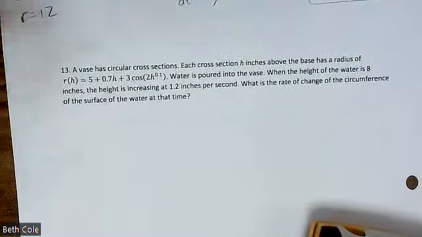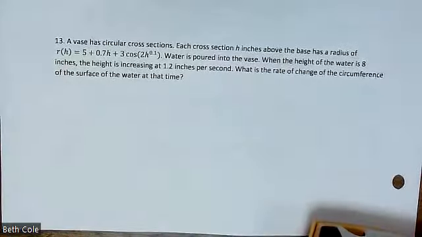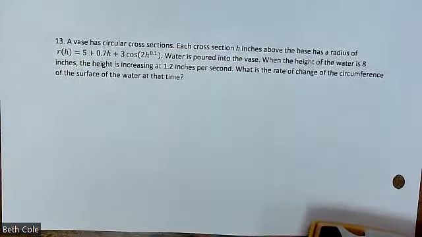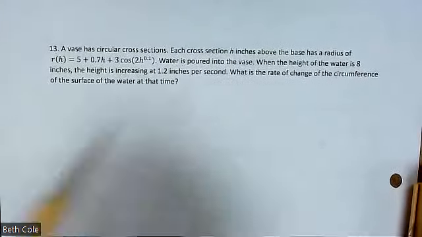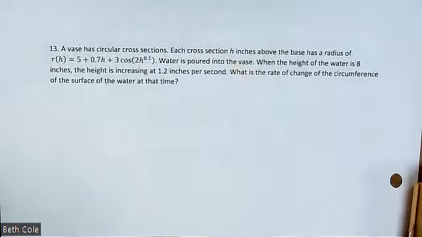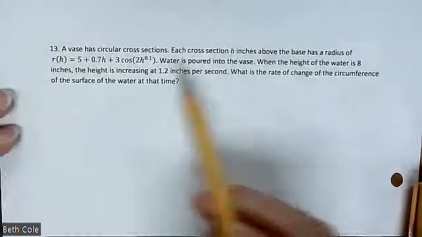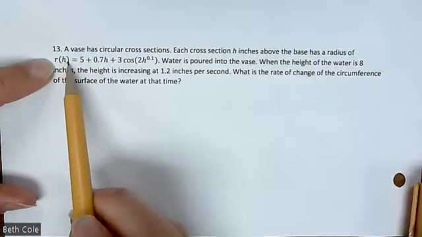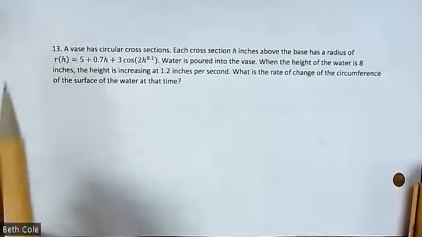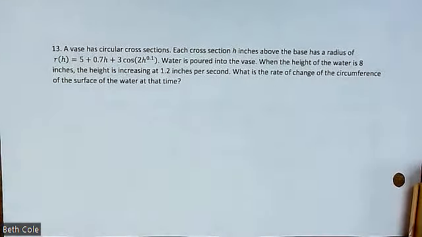All right, so a vase has circular cross section. So imagine a vase that would hold flowers, and the cross sections, if you sliced it into a million pieces, are all circular. So each cross section, h inches above the table, has a radius of this. Do you see how it's r in terms of h? It's r of h. That means the further you get off the table, the radius changes.